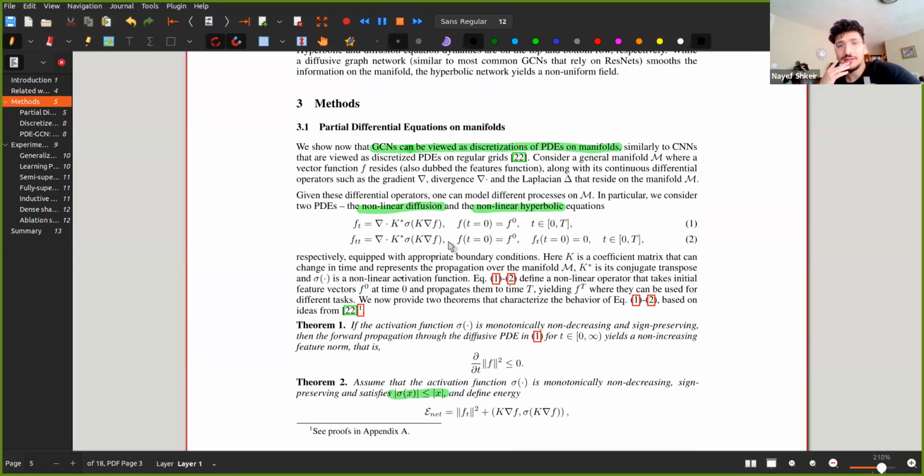So they define their PDEs on manifolds instead of Euclidean spaces. They consider some general manifold M, where you have some vector function F on this manifold. With these PDEs, you have your continuous operators: your gradient, divergence, and your Laplacian. And with these, you can build up two different PDE systems.